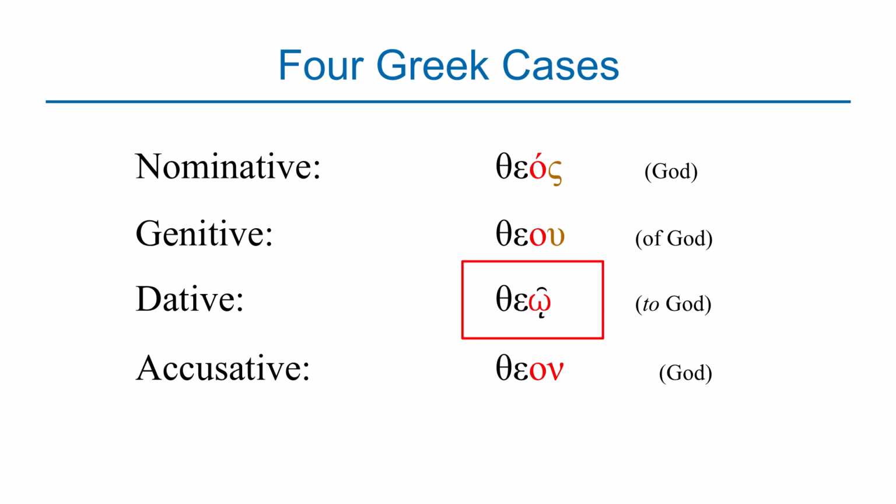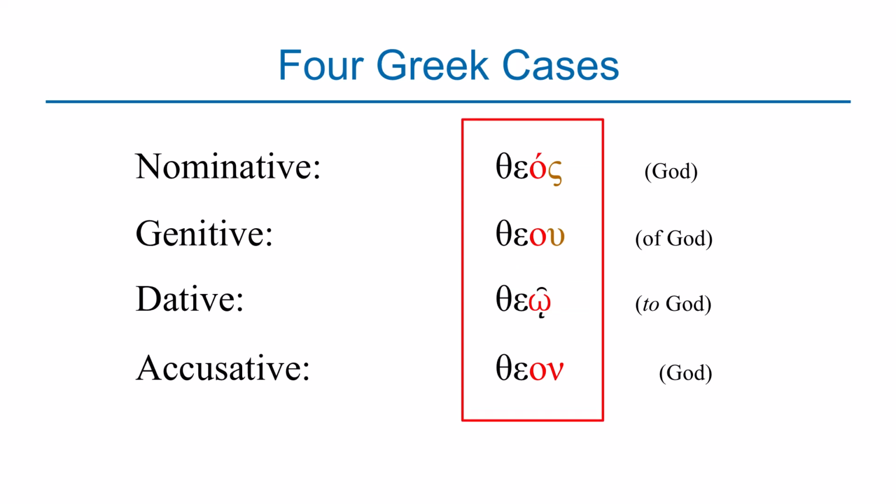That iota under the omega is called the iota subscript. Again, the word can function as the direct object, and that is shown in the accusative with that case ending omicron nu. And so this is how you decline the word theos. You decline it by attaching different case endings, showing how it can function differently in a sentence.